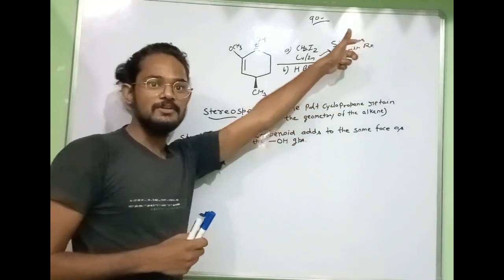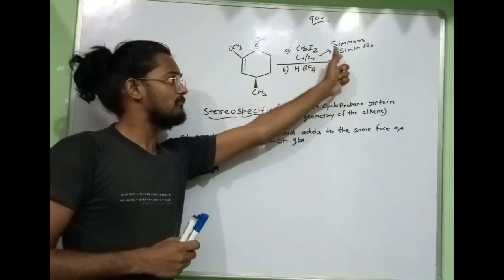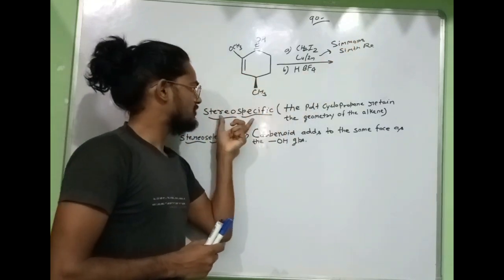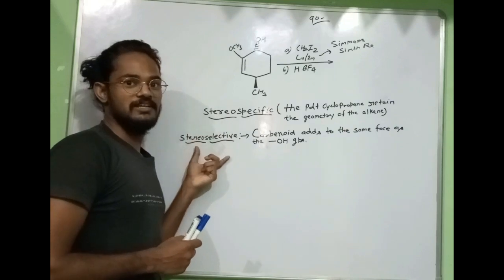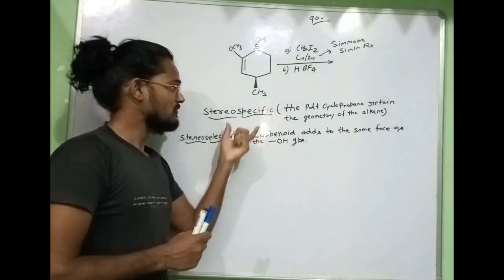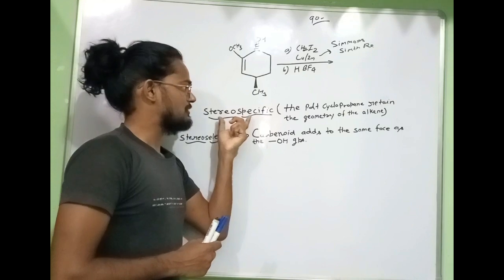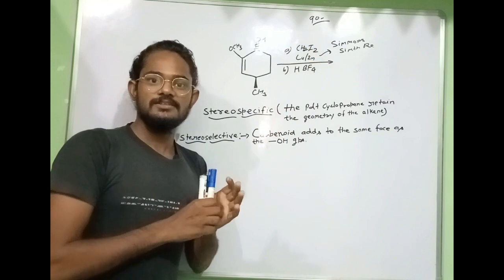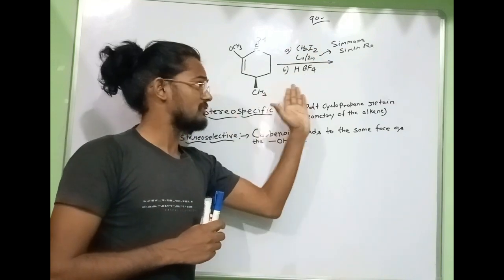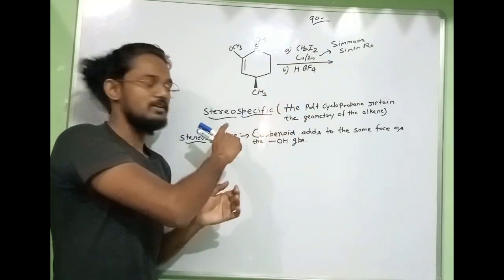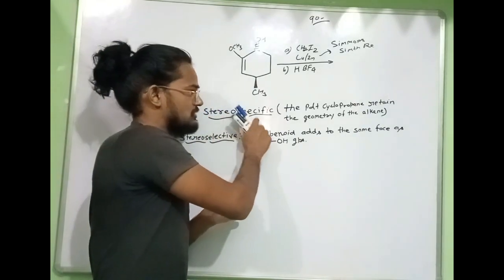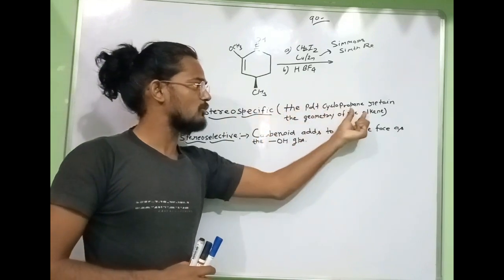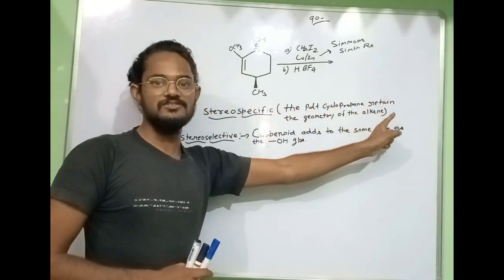What is the characteristic of this reaction? This reaction is both stereospecific as well as stereoselective. What is the meaning of stereospecific? The carbenoid adds in the singlet form to the alkene. Stereospecific means that the product cyclopropane retains the geometry of the alkene.